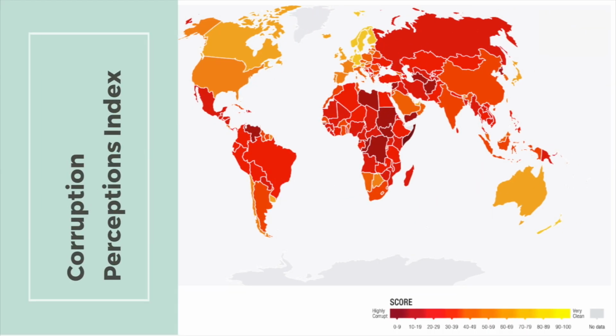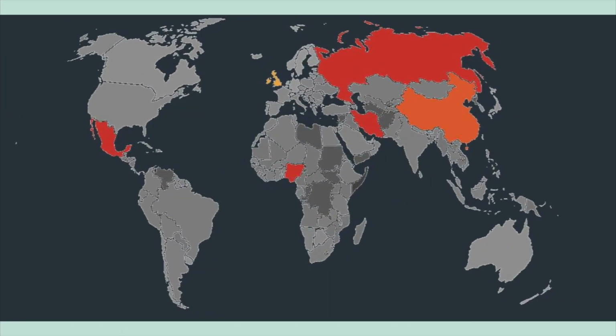Okay, let me show you just one last very useful index that we can use in our course. This is called the Corruption Perceptions Index, and it ranks the countries in terms of how corrupt the government there is perceived to be. Here are the countries that we study again. Among them, the government of the United Kingdom is perceived to be the least corrupt, while that of Mexico, Russia, and Nigeria are perceived to be highly corrupt.